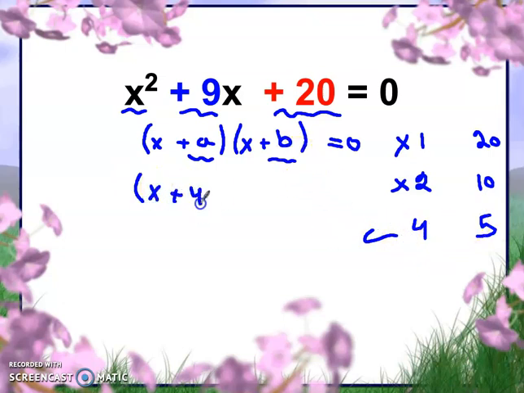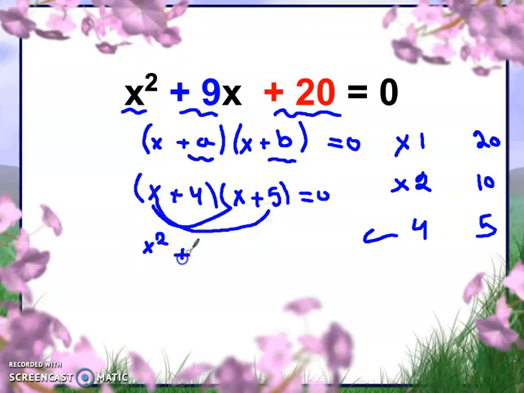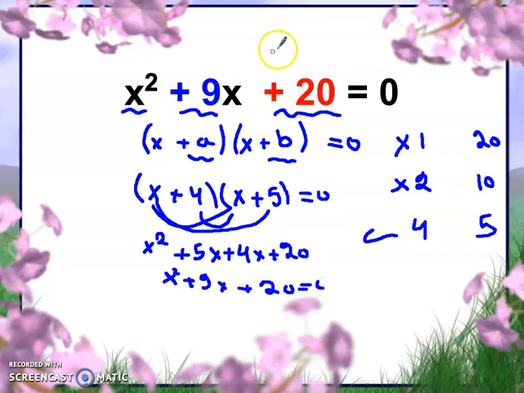x plus 4 times x plus 5 equal to 0. You can check it also. Multiply x times x equal to x squared, x times 5 equal to 5x, 4 times x equal to 4x, and 4 times 5 equal to 20. So we will get x squared plus 9x plus 20 equal to 0, which is the original equation.